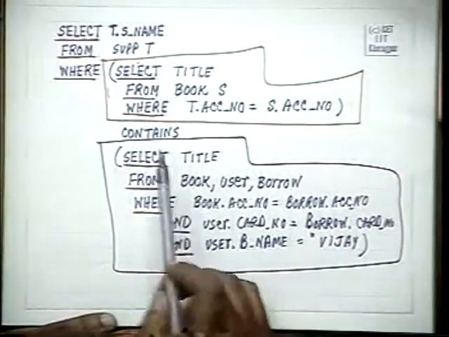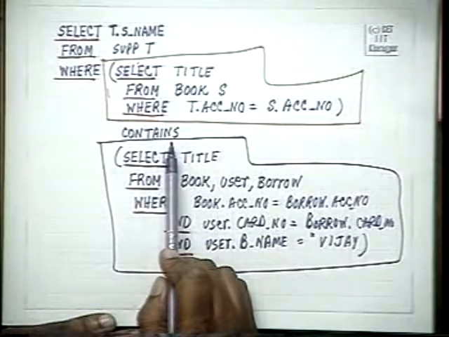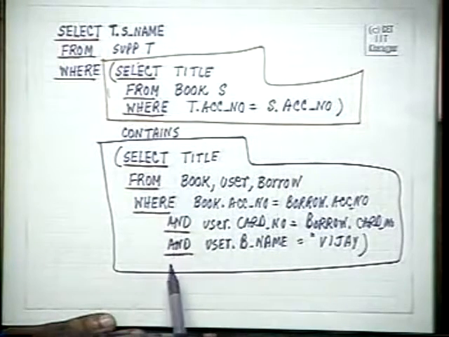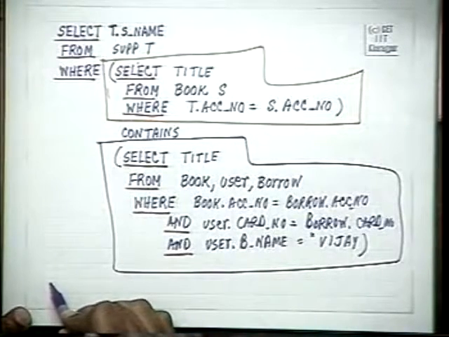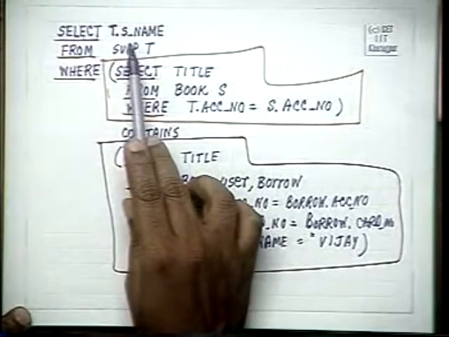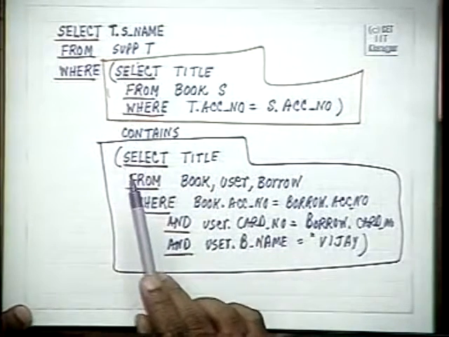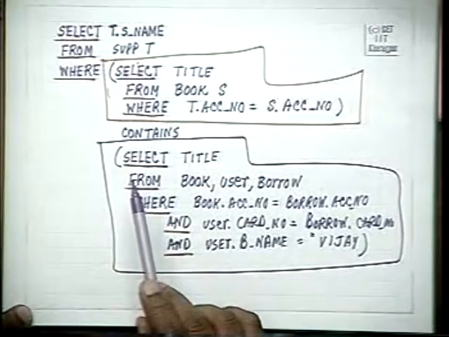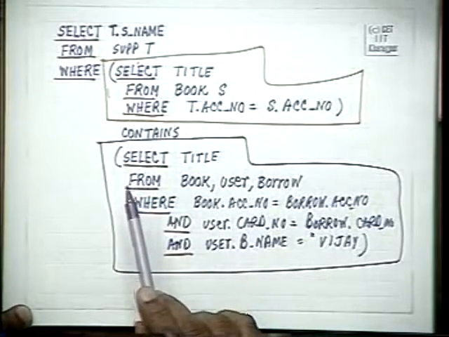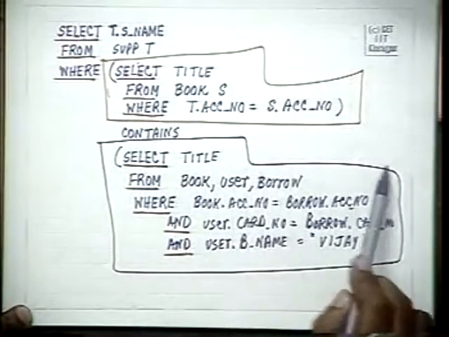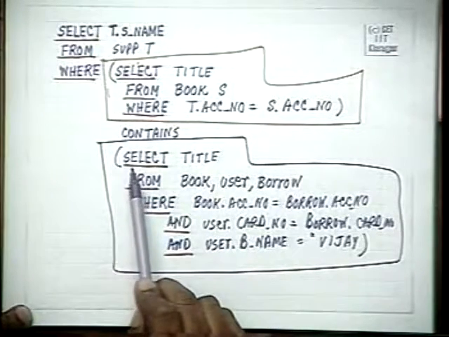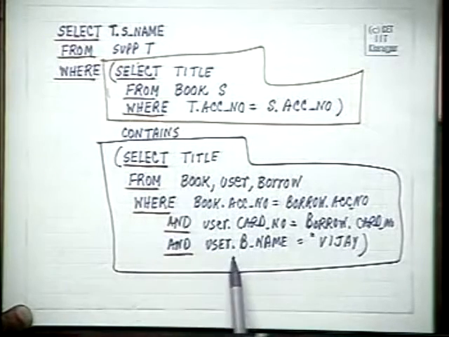And finally, we saw two other operations. One is the subset relation, which had the contains operation, and in this particular problem we solved the problem of finding the names of all suppliers such that they have supplied titles corresponding to all the books issued by Vijay. So in this particular case, this one which is marked out, we have found the titles of all the books issued by Vijay.